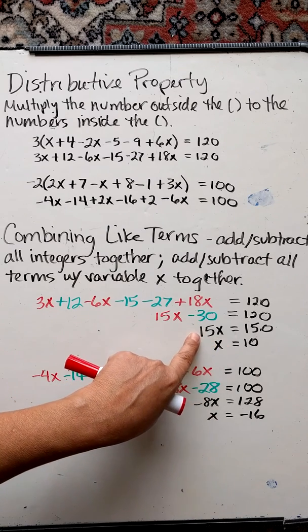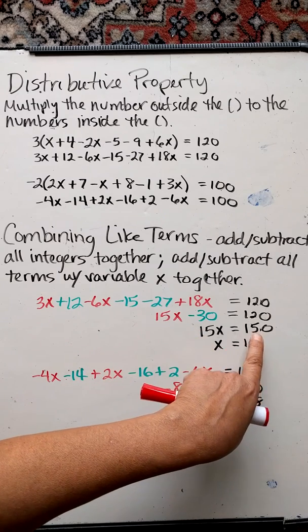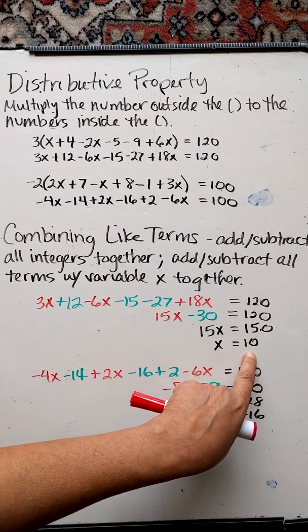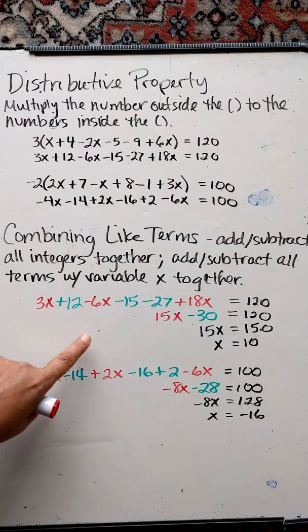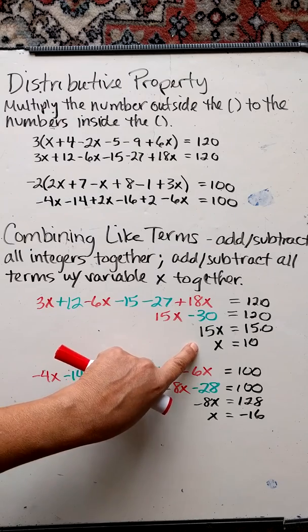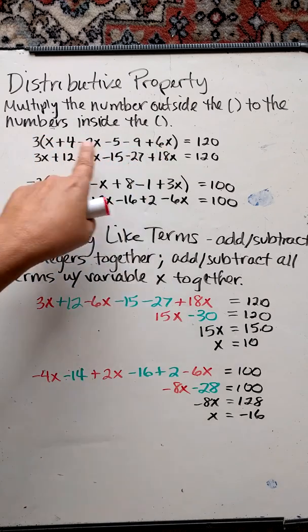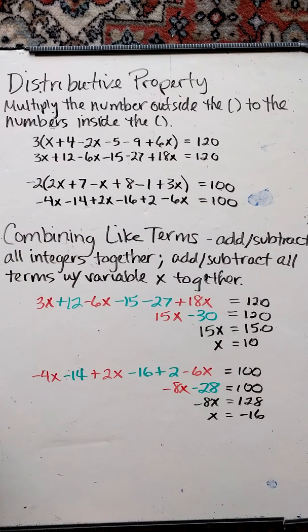So we divide 15x by 15, we get x. Divide 150 by 15, and we get 10. So my answer is 10. So x equals 10. And that means if I take x and I put 10 in this equation, wherever there's an x, the statement will come out to be true.